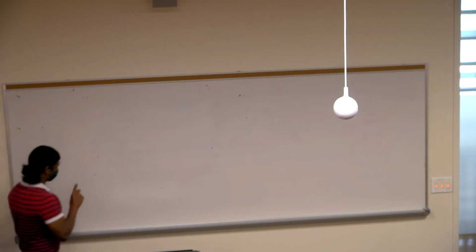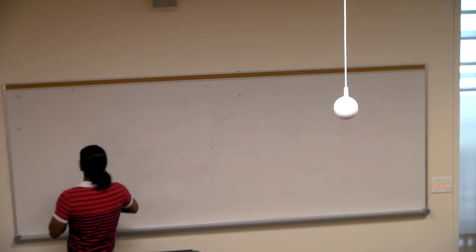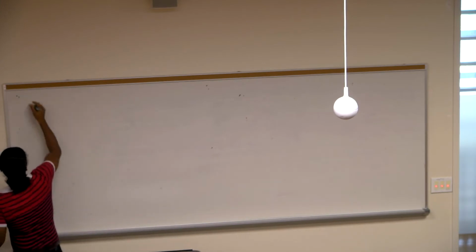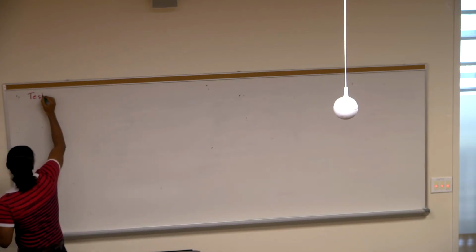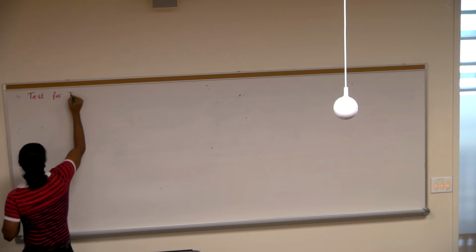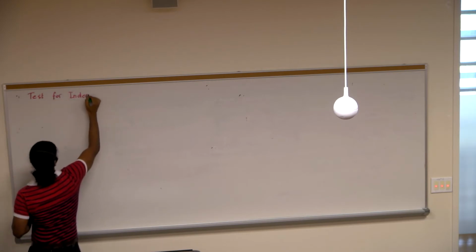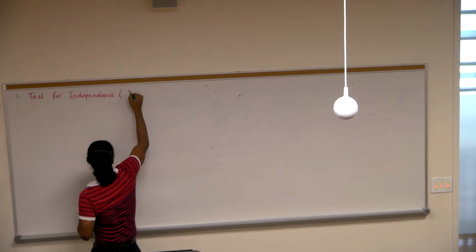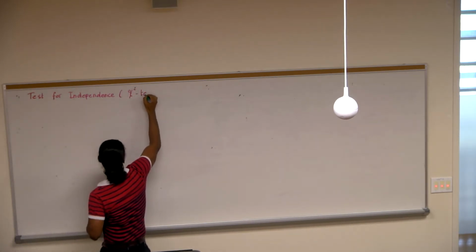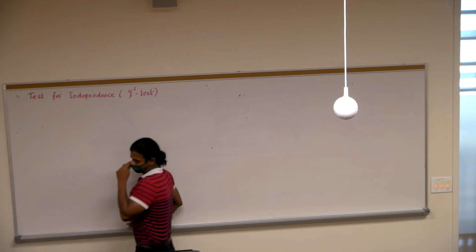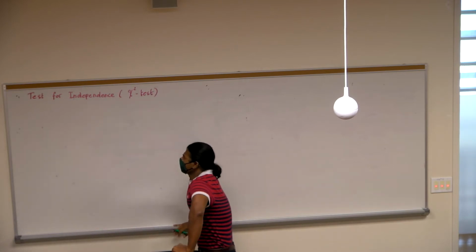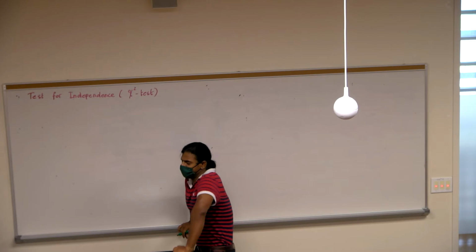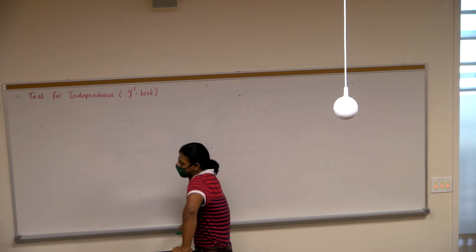Also a chi-squared test, whatever that test that we're going to perform. It is called a test for independence. And it is a chi-squared test. So what is this independence business that we're talking about?